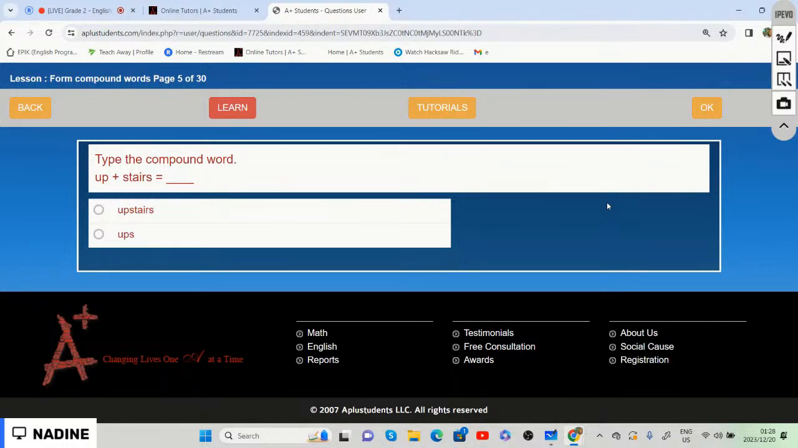All right. If we combine the word up and stairs to find the compound word. Up and stairs. Is it upstairs or is it ups? We need to find the compound word. Which one is correct? Is it upstairs or ups? Which is up and stairs.